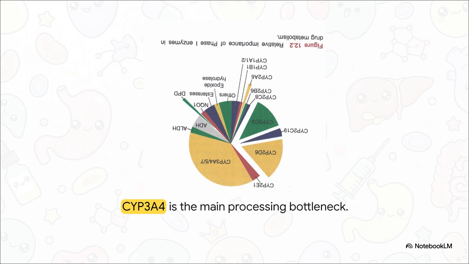Because so many different medications have to pass through this specific pathway to get processed, CYP3A4 becomes the ultimate biological bottleneck. If one drug comes in and blocks this enzyme, every other drug waiting in line is just going to back up into the bloodstream.